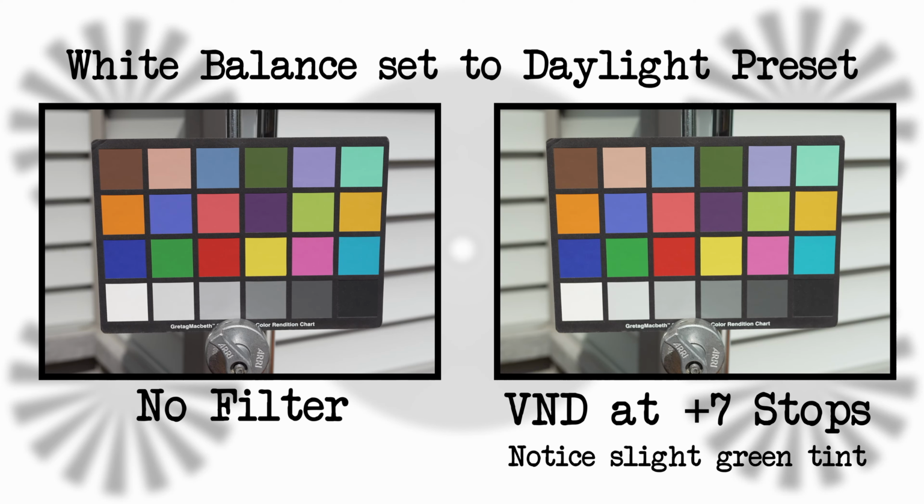Also, since a VND is not really ND, watch out for a color cast that might appear when using one. Now, despite all these drawbacks, a VND, when used with a DSLR or mirrorless camera, can be an extremely useful type of ND in run and gun and documentary situations where lighting conditions constantly fluctuate.